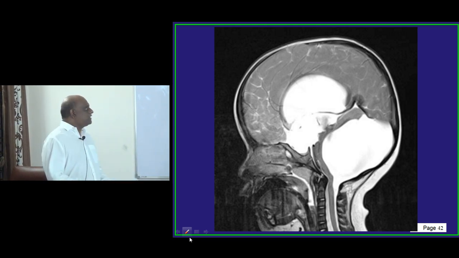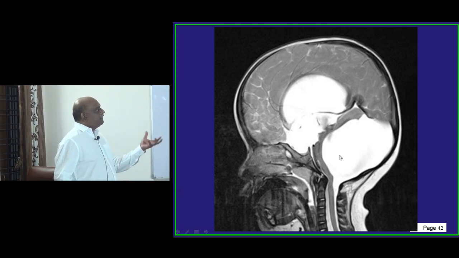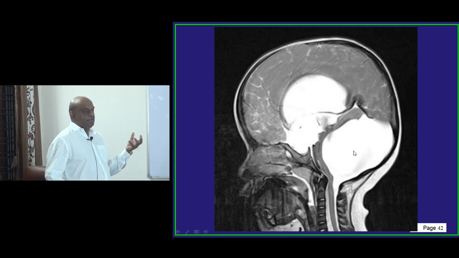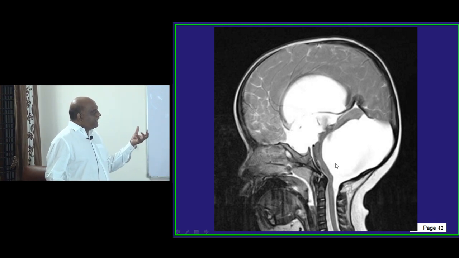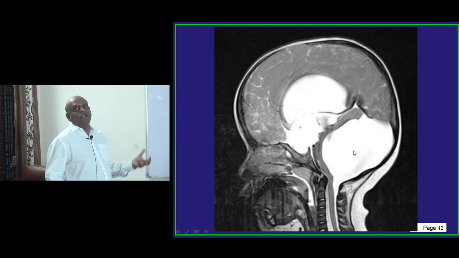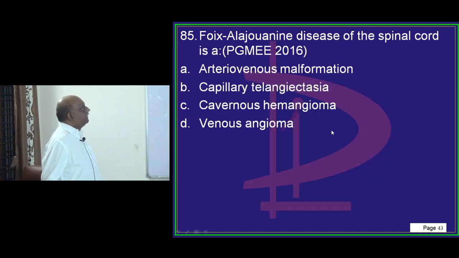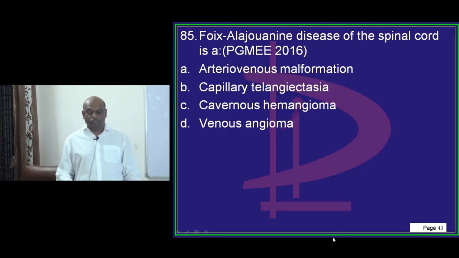So here you can see the cystic dilatation of the fourth ventricle that is extending into the cisterna magna. This is the classical feature of the Dandy-Walker syndrome.